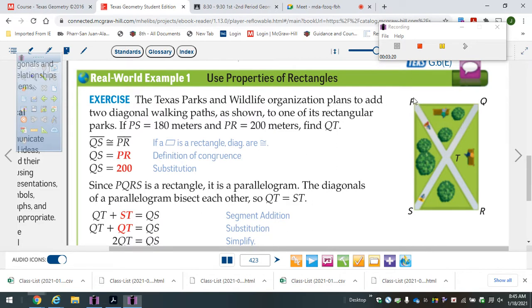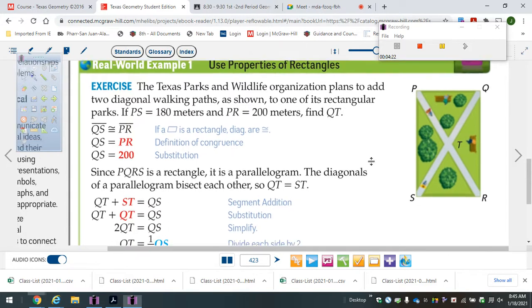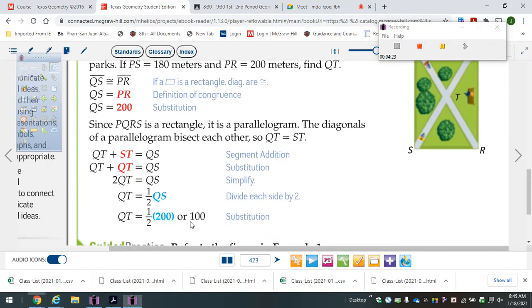So in this situation, they gave us this side length of the rectangle. They gave us this diagonal, and now they want us to find this part here. The cool thing about this one is you can approach it any way you want. Since I know diagonals are congruent, this one's also 200. Since they bisect each other, when they cross right here in the middle, this should be 100. And so QT is equal to 100. It's not too bad, pretty easy. Going once, going twice. Do you have any questions on that one?